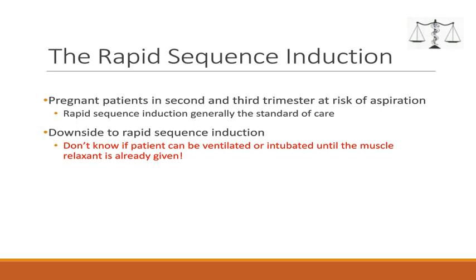Pregnant patients in the second and third trimester are considered to be at risk of aspiration, and performing a rapid sequence induction when we're administering general anesthesia is considered the standard of care. The reason for this is that as the uterus grows, it pushes the stomach up towards the chest, and the sphincter that creates a barrier between the stomach and the esophagus, or food tube, tends to weaken. And so even if there's a small amount of food or acid in the stomach, it can come up.